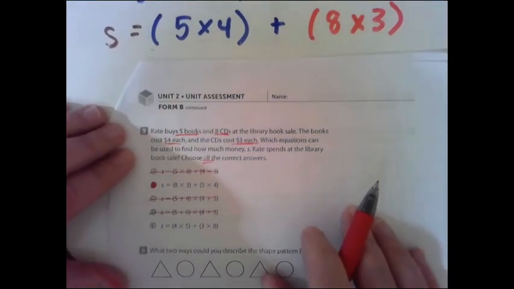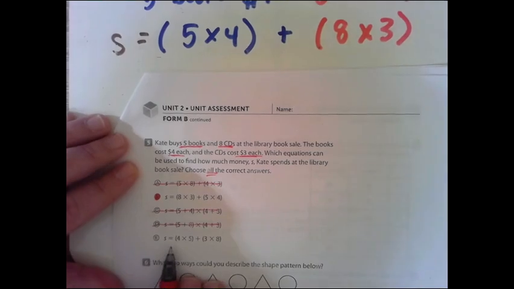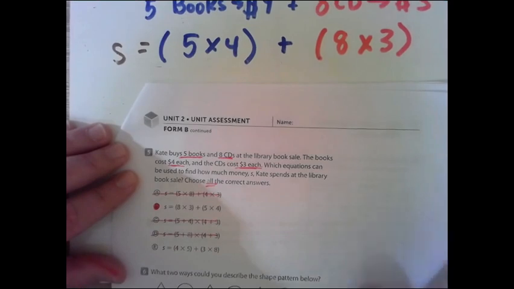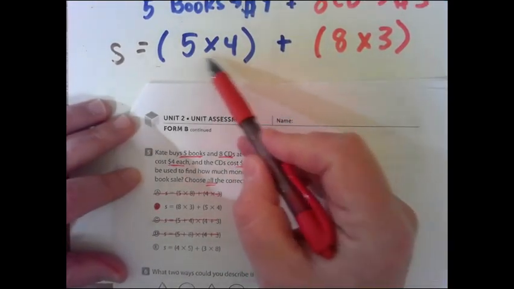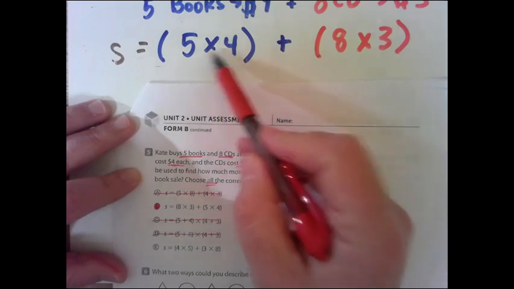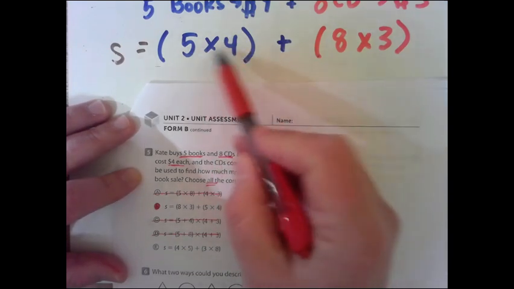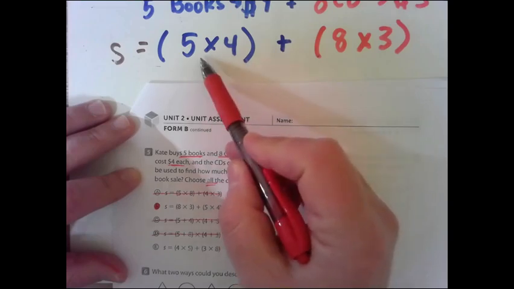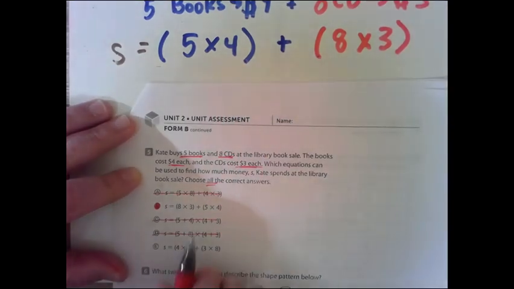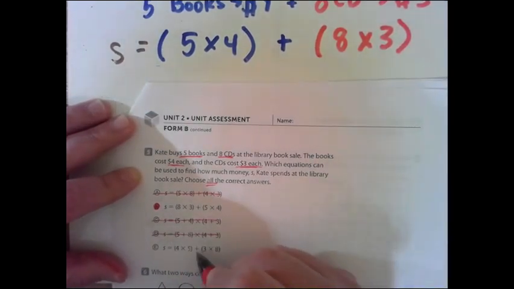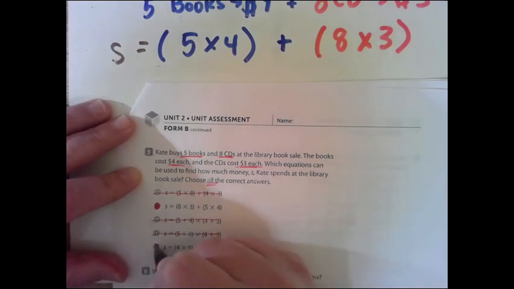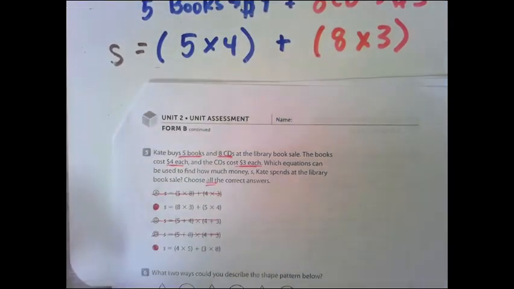Let's look at this last one. S equals 4 times 5 plus 3 times 8. Well, this does look like what we did. All they did was take the 4 and the 5, or the 5 and the 4, and turn them around. We can switch these around, because when we multiply, you can do the turnaround effect. So yeah, 4 times 5 is the same as 5 times 4. And also here, 8 times 3 is the same as 3 times 8. And we are adding them. So yes, this one makes sense.